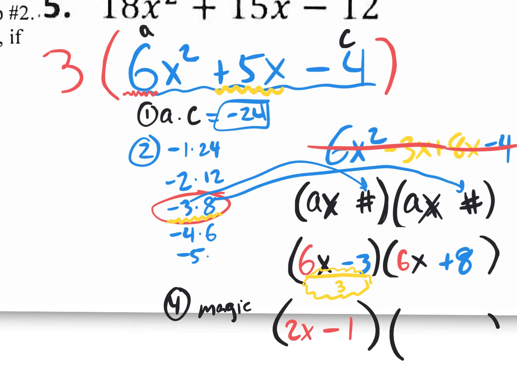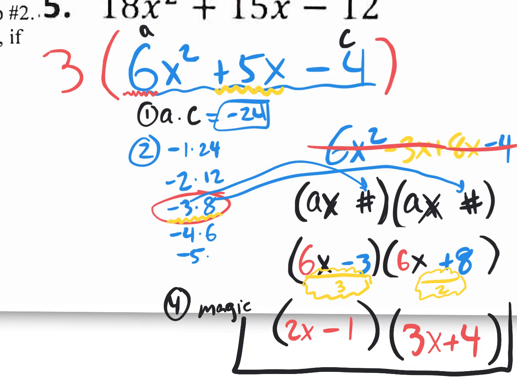And the other one, the 6x and the 8, what could I reduce those two by? By 2, right? You're going to magically divide both of those by 2. I put that in a cloud because you don't actually write it. You just divide it in your head. 6 divided by 2 is 3 with an x, and 8 divided by 2 is 4, and it's positive. Believe it or not, we're done. That's our factored form answer right here.